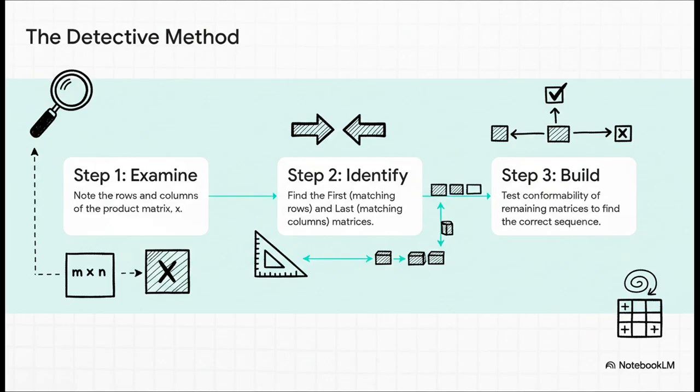And here it is, boiled down into 3 simple steps. Your detective method. Step 1. Examine your target, matrix X. Step 2. Use its dimensions to identify the first and last matrices in the chain. And step 3. Build that chain from the inside out, testing for conformability until you find the one true path.